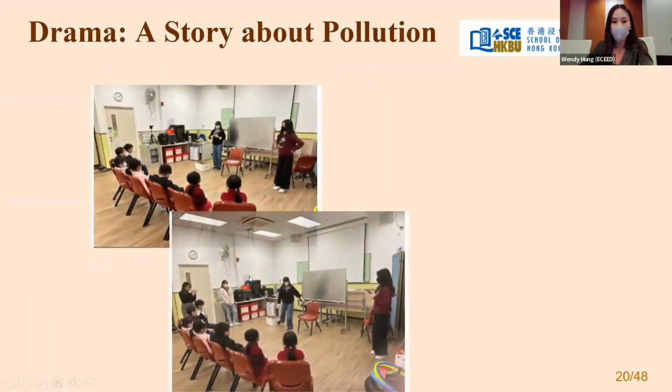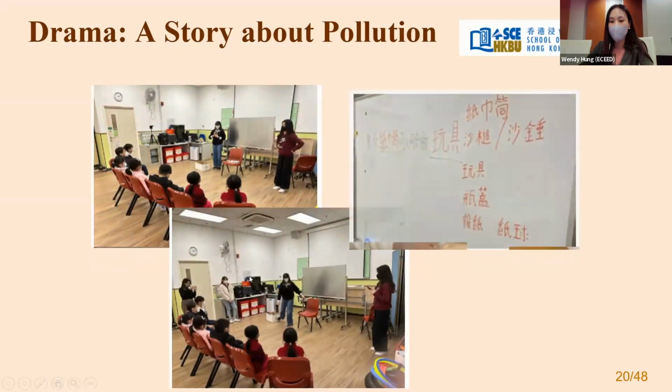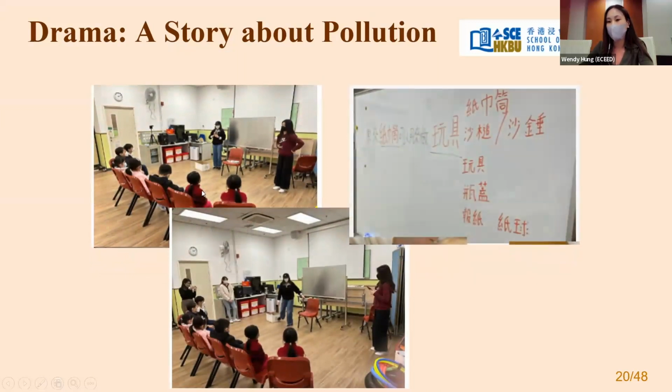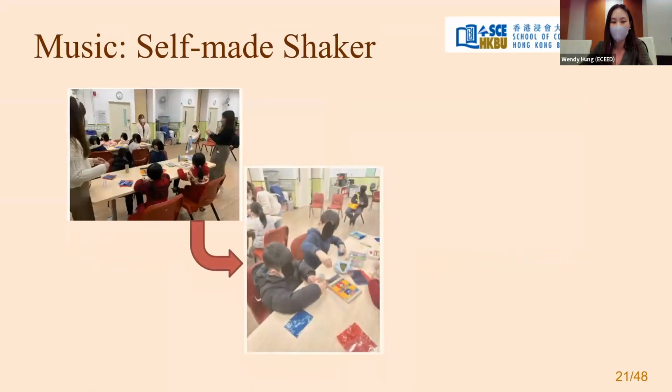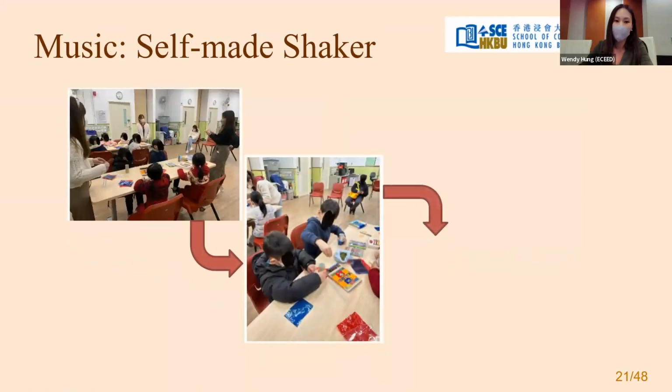So here will be the drama, where at first our BU students used a story, like a drama type, to make an introduction for the activities later. And actually after the drama storytelling, the kids came up with the idea that recycling materials can be used to make toys. One example is making musical shakers, which brings us to the next activity, music, where they make a self-made shaker.